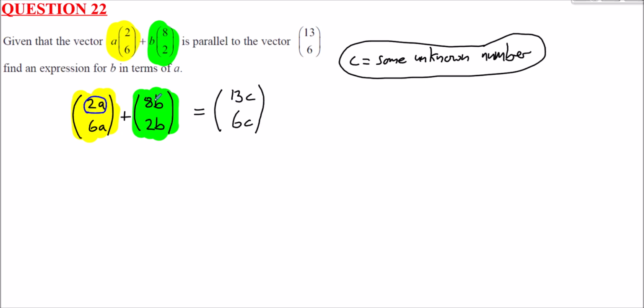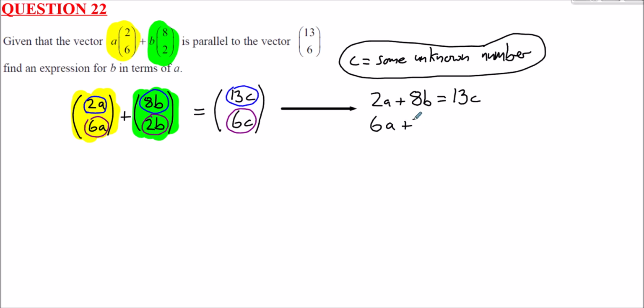I've got this, and 8B, which must equal that. Top plus top must equal that top one. And in the same way, this bottom bit here, 6A plus 2B must equal 6C. So we can now go from talking about vectors to talking about simultaneous equations. So 2A plus 8B equals 13C. And on the bottom, 6A plus 2B equals 6C.